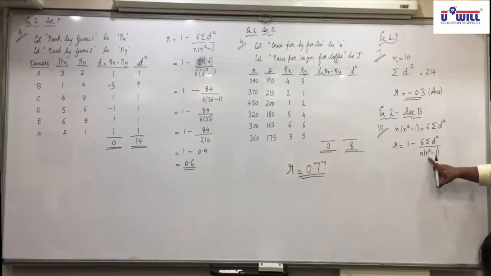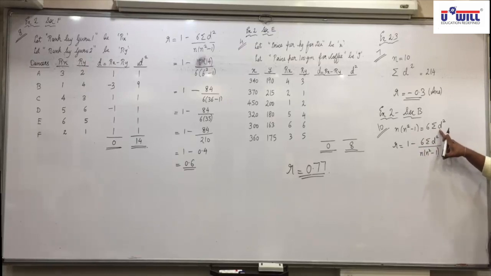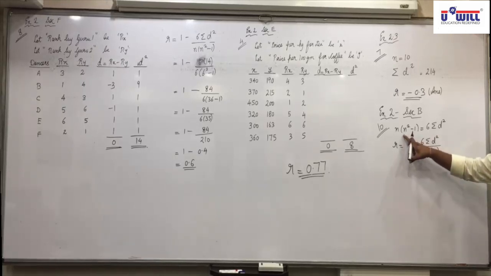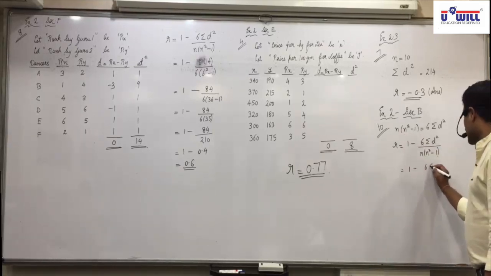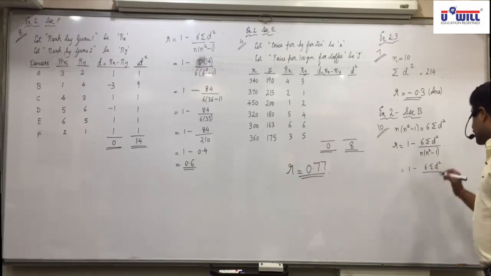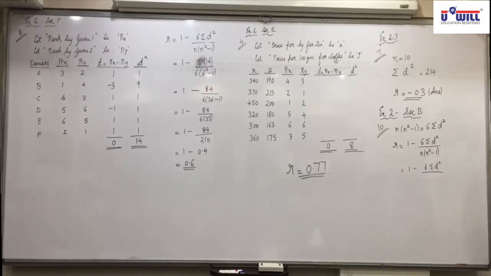In place of n into n square minus 1, either we will substitute 6 sigma d square, or in place of 6 sigma d square we'll substitute n into n square minus 1. It was so easy, if you are attentive. So 1 minus 6 sigma d square. Yes, Vanshi, what will I write in the denominator?